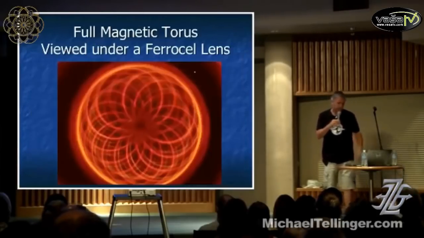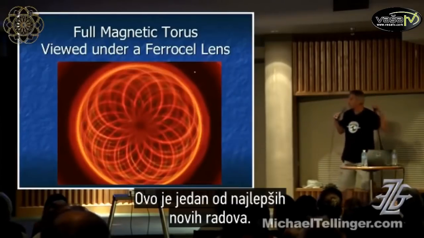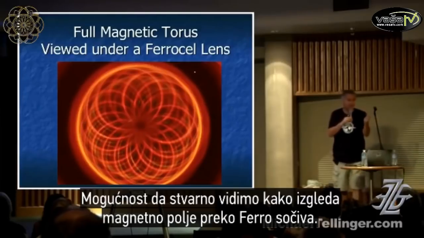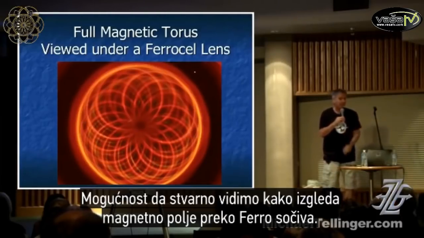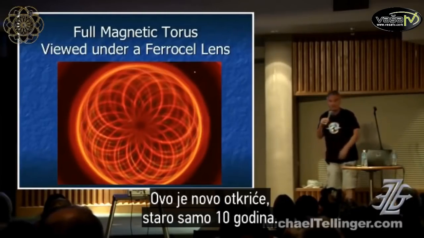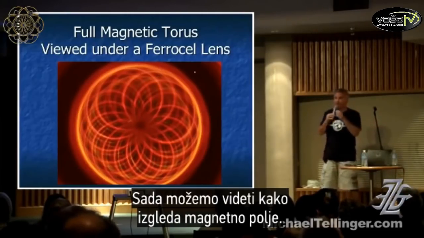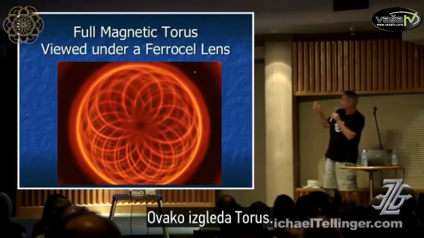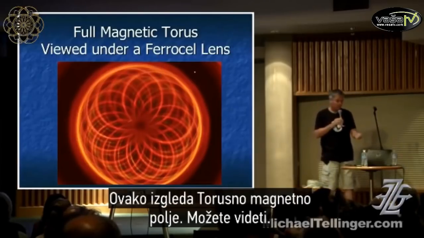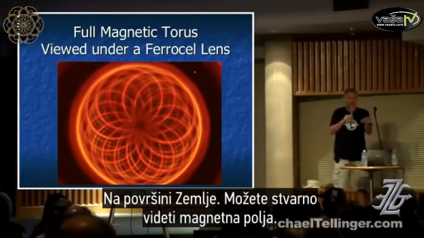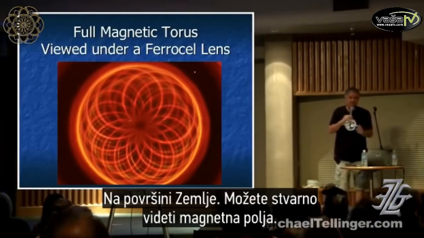And we need to now figure out which is true and which is a lie that we've been spun. This is some of the most beautiful new work, being able to actually see what a magnetic field looks like through the ferro lens. This is quite a new discovery, only about 10 years old. Now we can actually see what magnetic fields look like. This is what a torus magnetic field looks like. You can see the magnetic fields. Some people would call this the ley lines on the surface of the Earth.